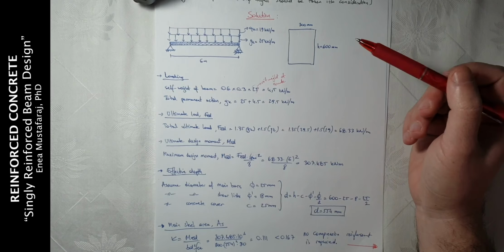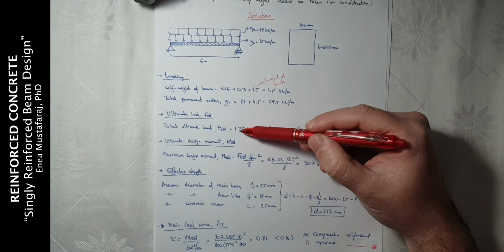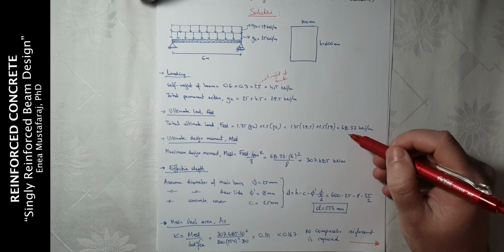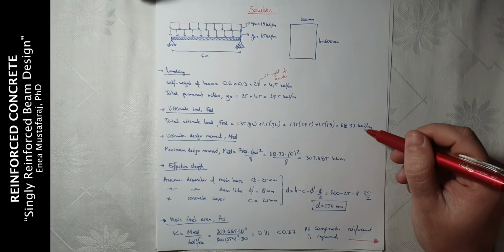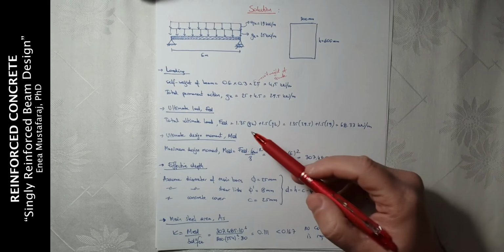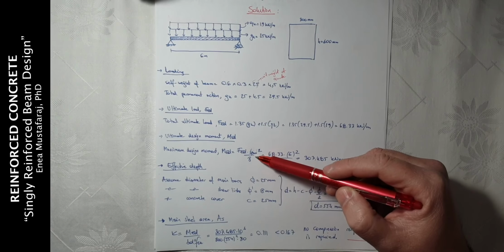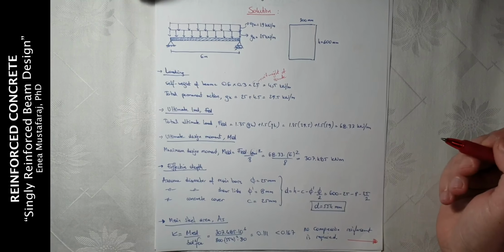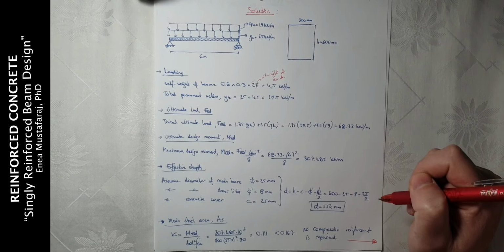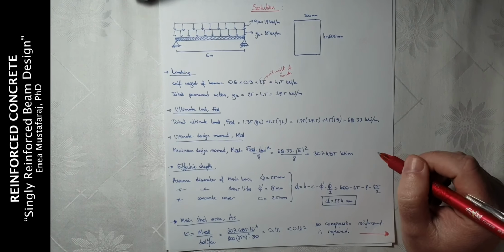And then we need to calculate the ultimate load, which will be equal to 1.35 GK plus 1.5 QK. So at the end, we are going to have it as 68.33 kilonewton per meter. Then we can calculate ultimate design moment, MED, by using ultimate load times span square divided by 8, and we are going to have 307.485 kilonewton meter.